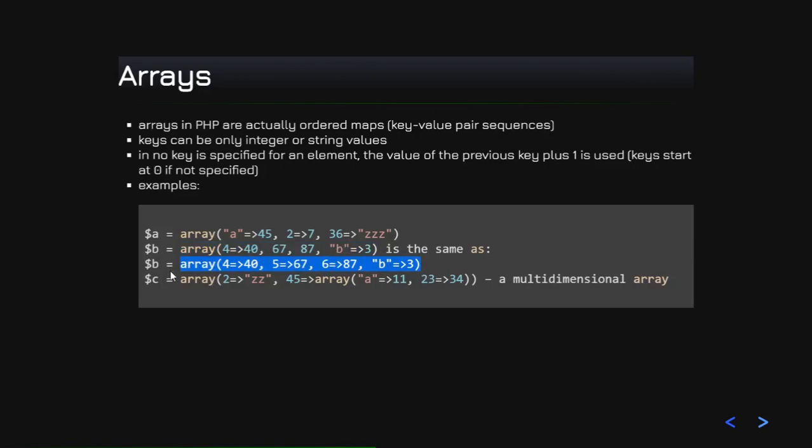Then we have another array, which is a multi-dimensional array. The first component, with the key 2, has the value C. The second component, with the key 45, is another array, which contains 2 components, 11 and 34. So this is a multi-dimensional array.